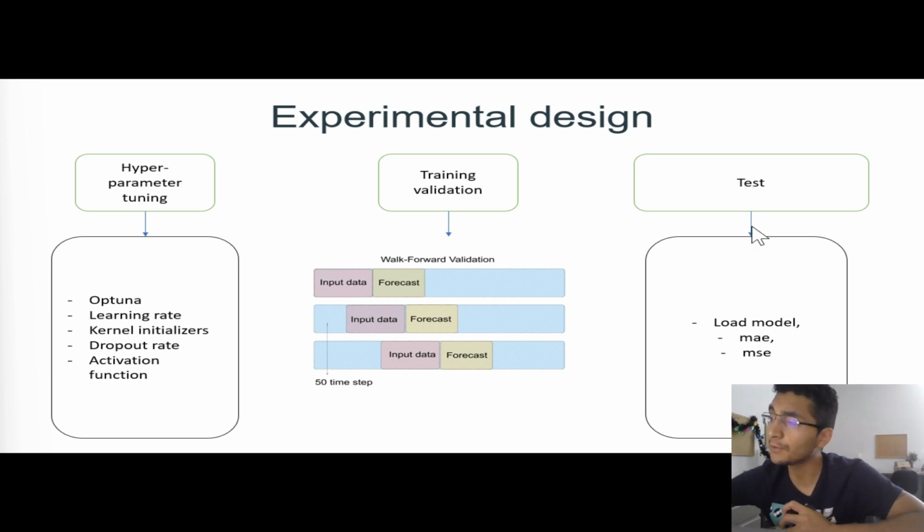And for the test, at the beginning of the experiment, we did a split. We used the first 10,000 time steps for training and validation, and the rest for test. In the test set, as you will see in a few moments, we load the model and use the mean absolute error and the mean square error to determine the performance.